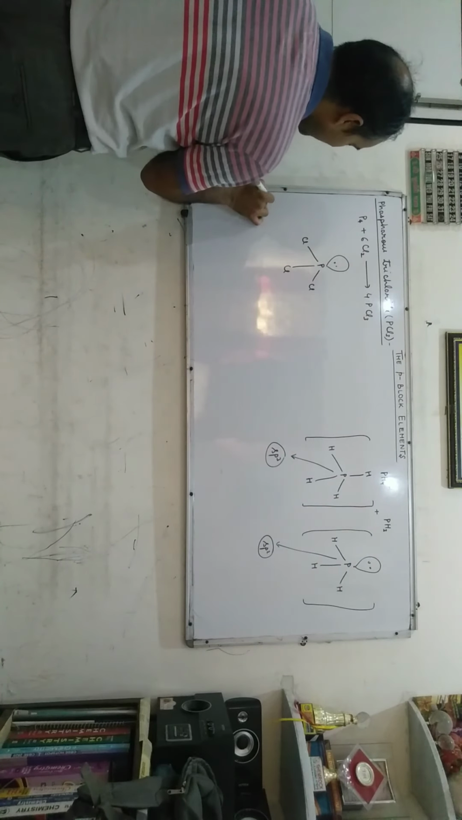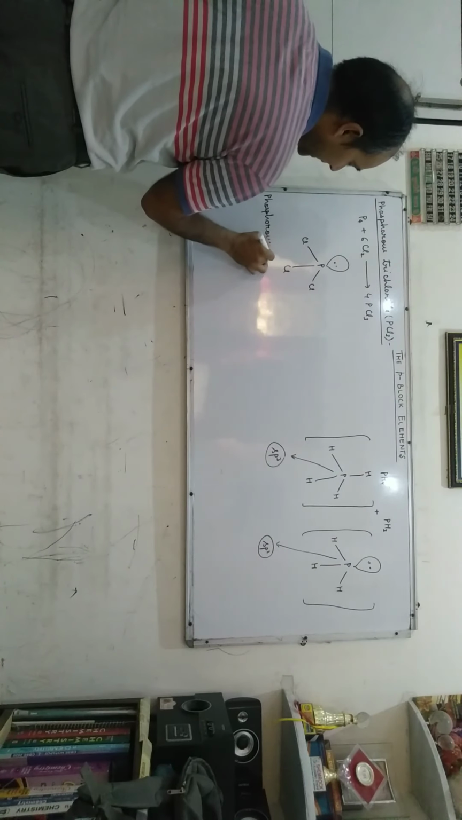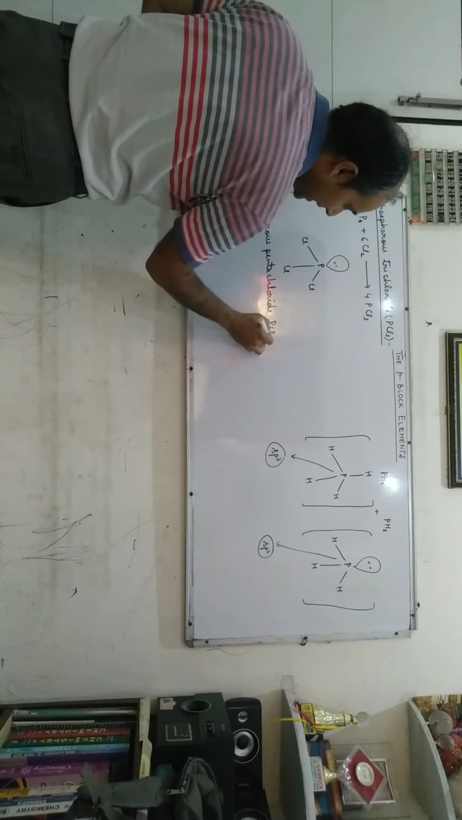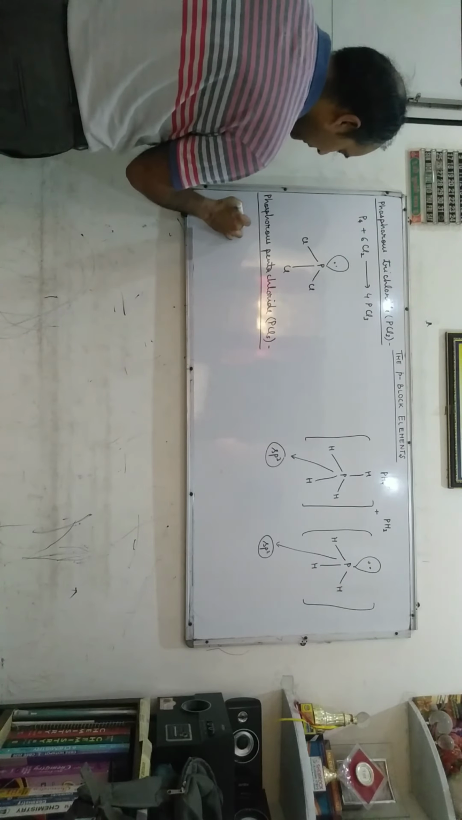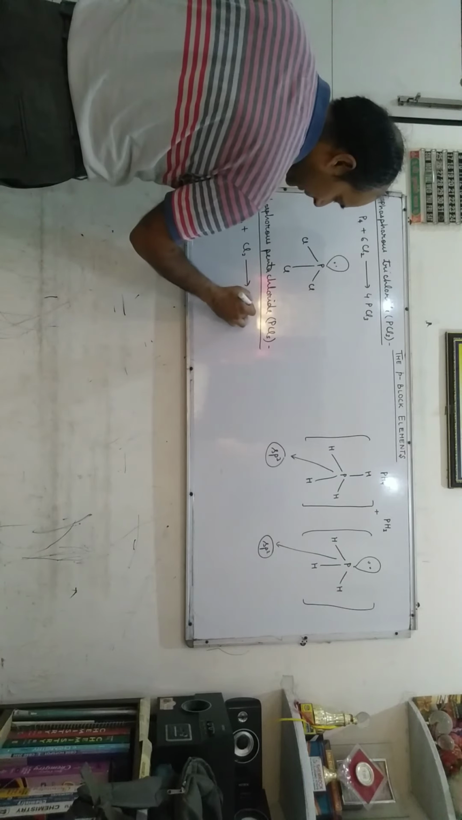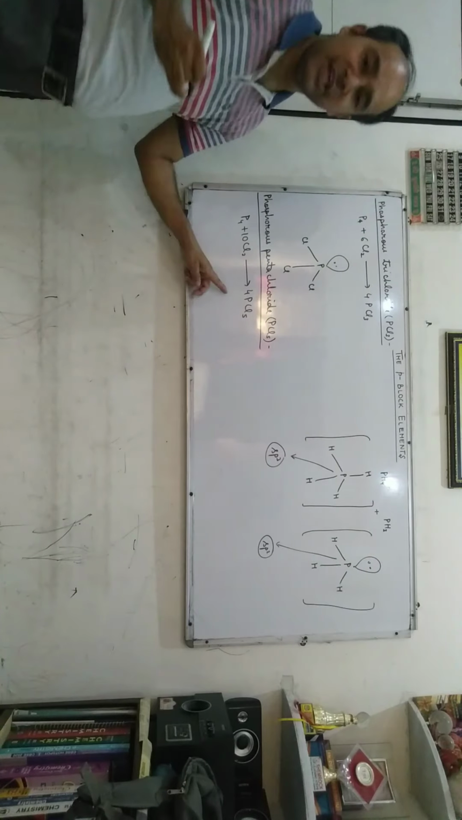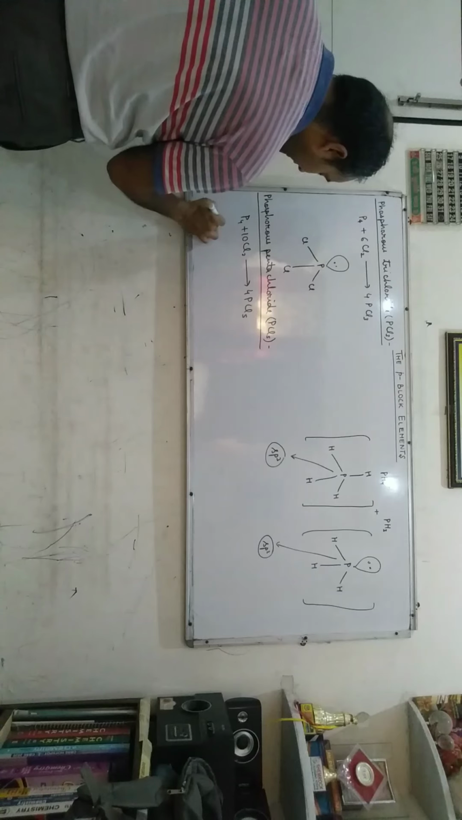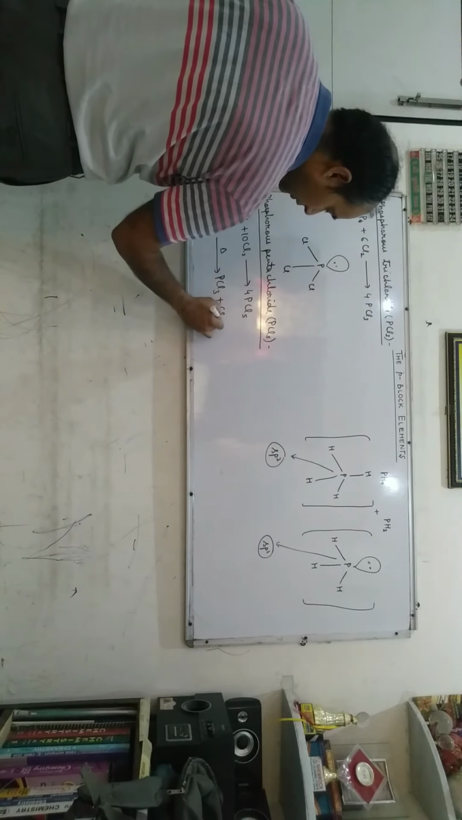The second type of halide of phosphorus is phosphorus pentachloride, which has formula PCl5. It is prepared by the reaction of phosphorus with excess chlorine. When phosphorus reacts with excess chlorine, we obtain PCl5. PCl5 is a yellowish white powder which on heating decomposes to give PCl3 along with chlorine gas.